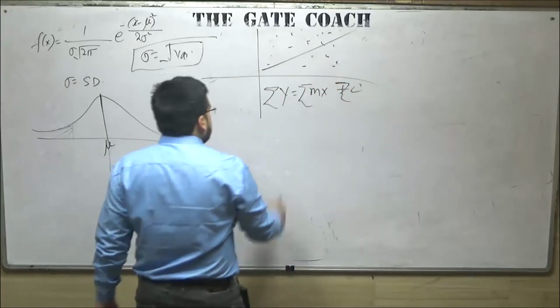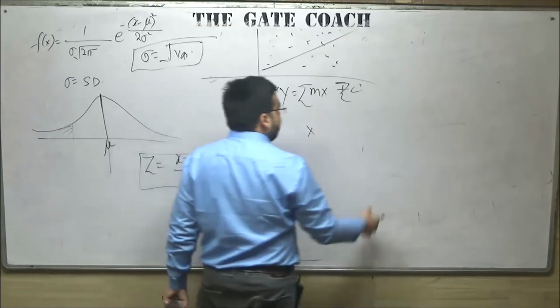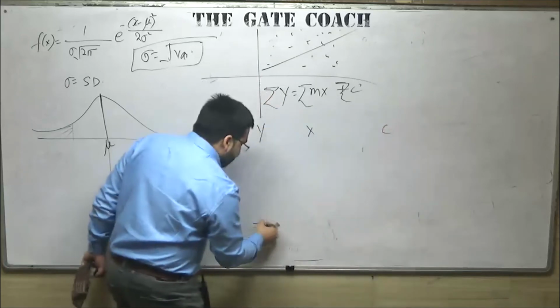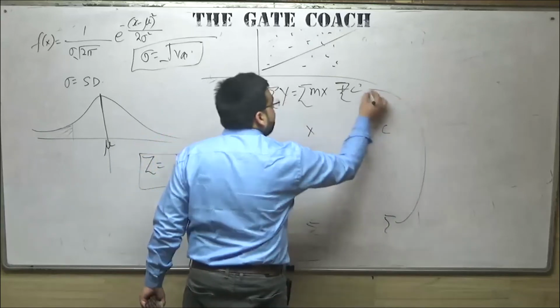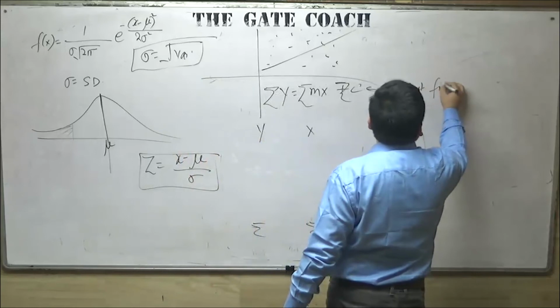Clear? So you will be given some y, you will be given some x, and you will be given some constant also. You do the summation of this, summation of this, summation of this, and summation of this. You put it in the equation. You will be getting the best fit line.